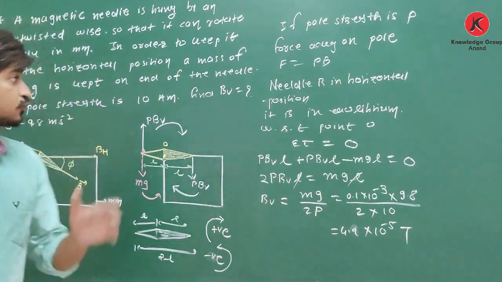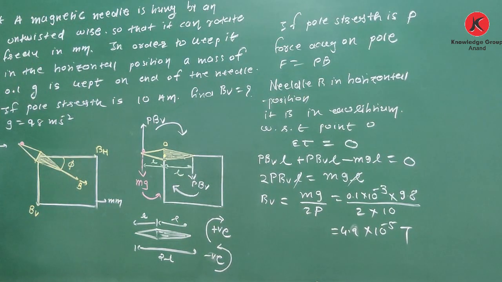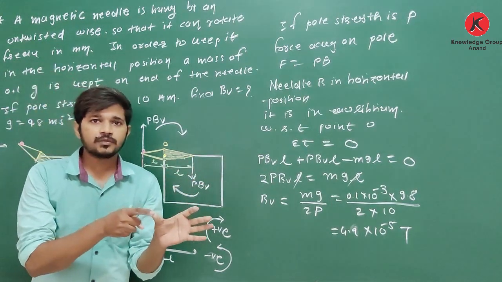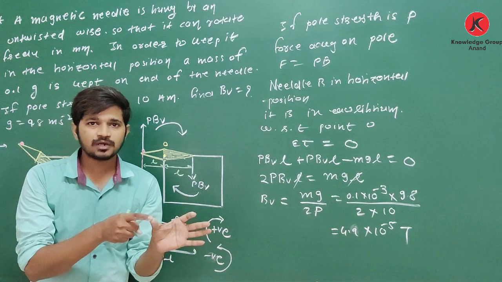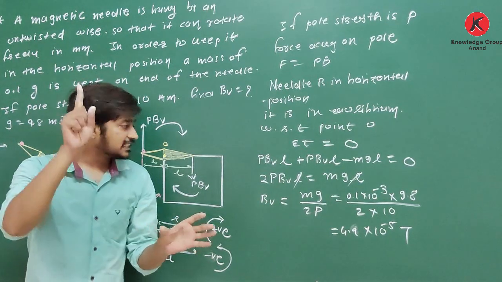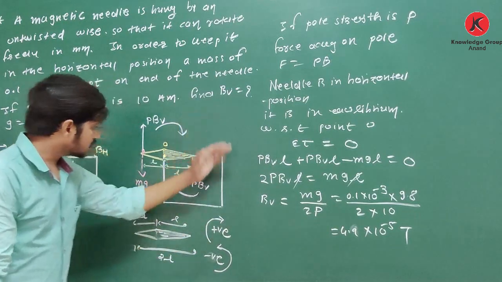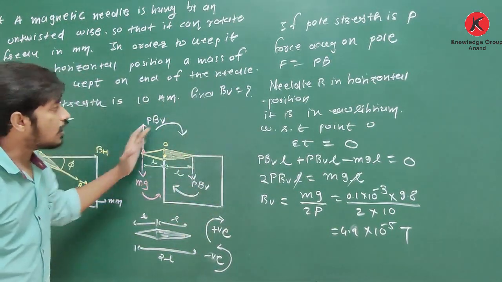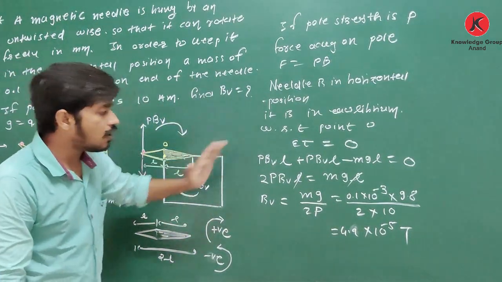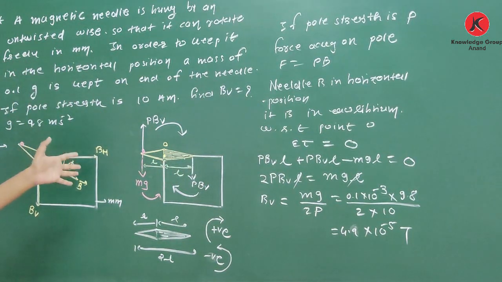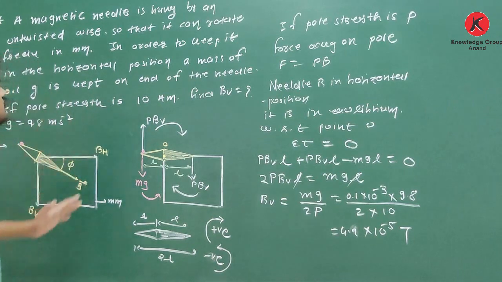Clear about this? So this is one question based on a combination of standard 12 chapter 5, magnetism and matter, and chapter 7 of 11th. It is about equilibrium of torque. Again, it is one important question that you have to study.